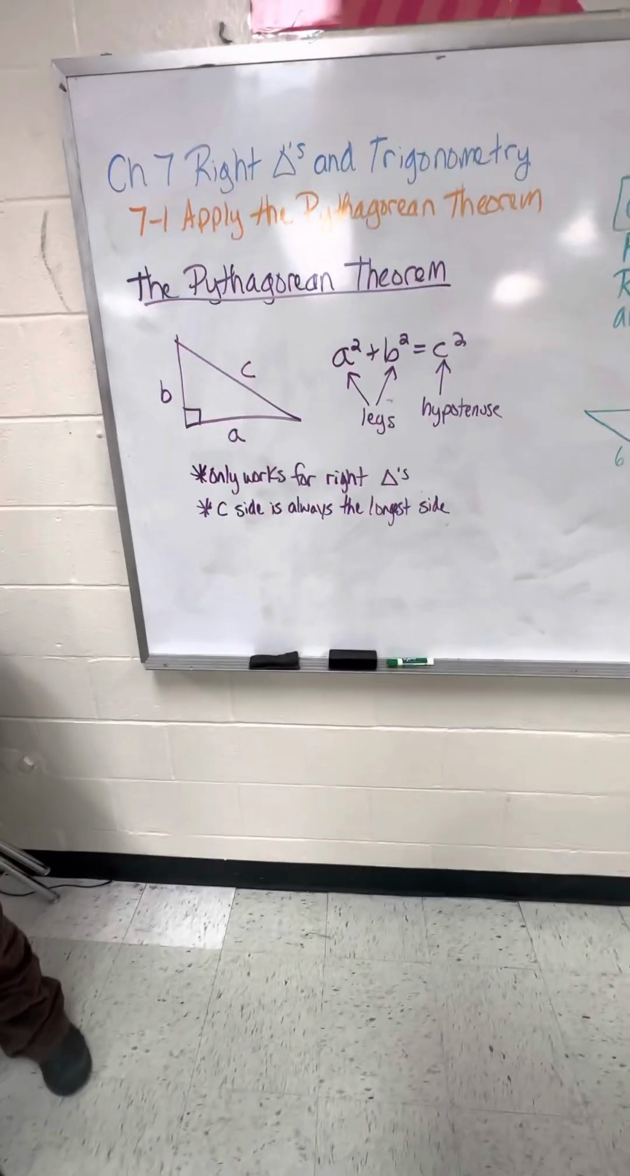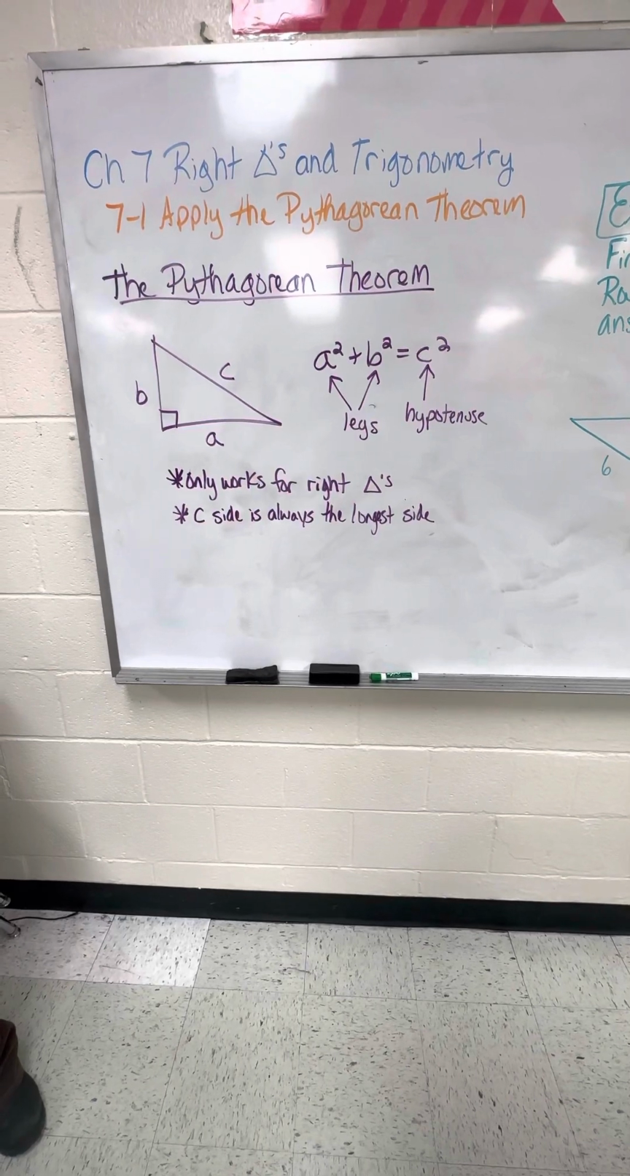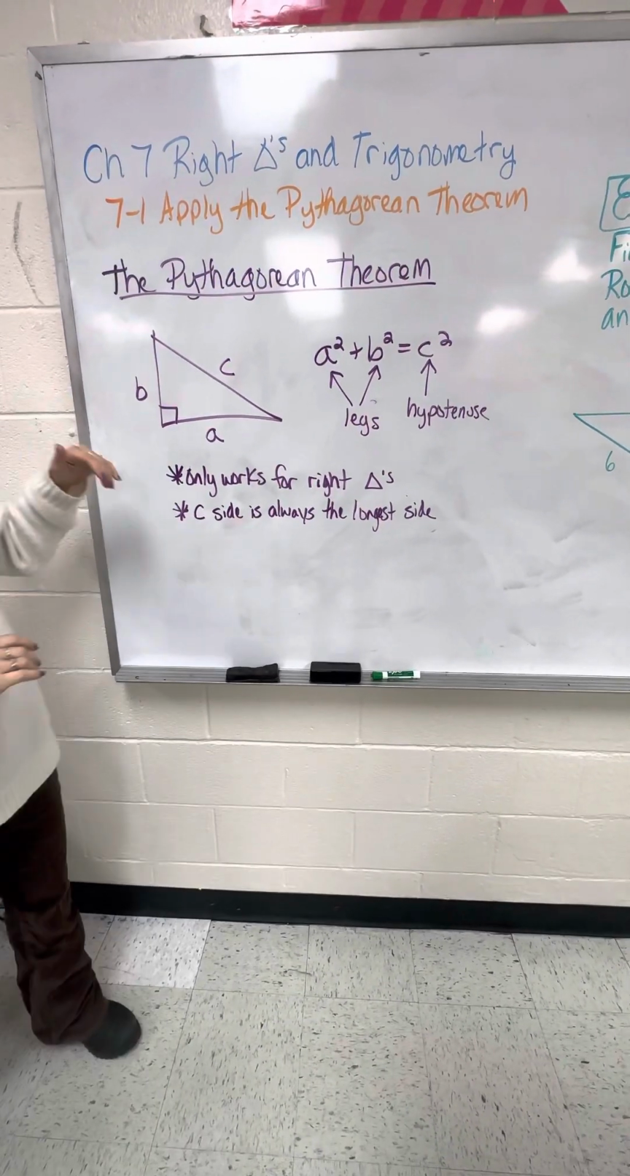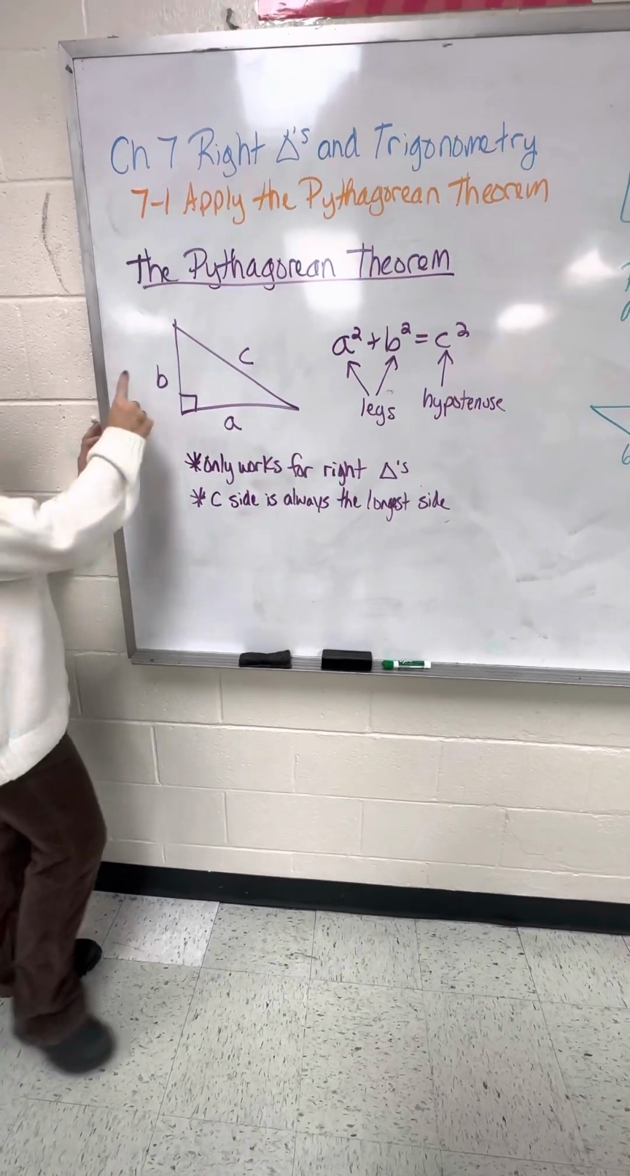Okay, chapter 7, right triangles and trigonometry. 7.1 is all review with using the Pythagorean theorem. So starting with the basics, the Pythagorean theorem only works for right triangles, and the C side is always the longest side. Here's our picture.